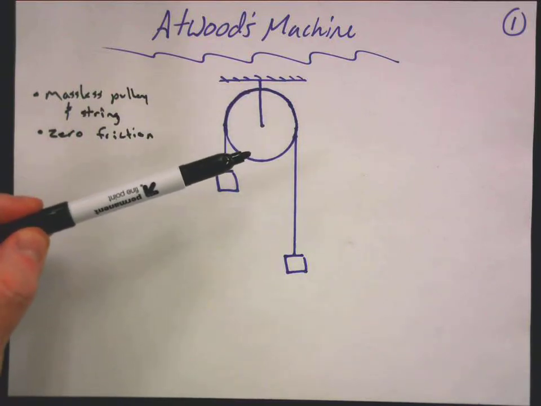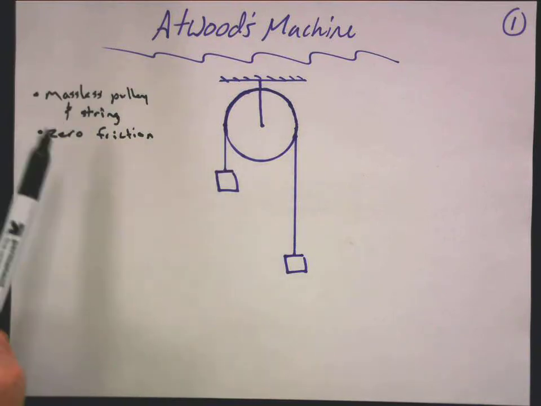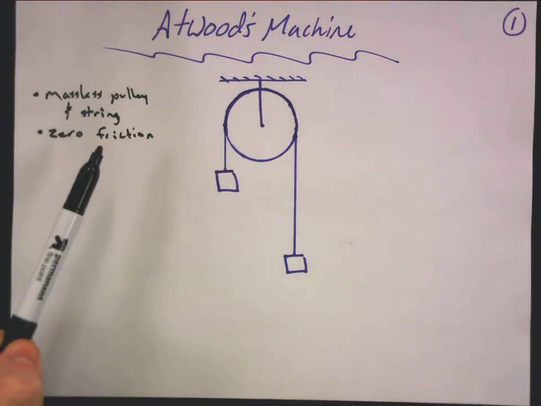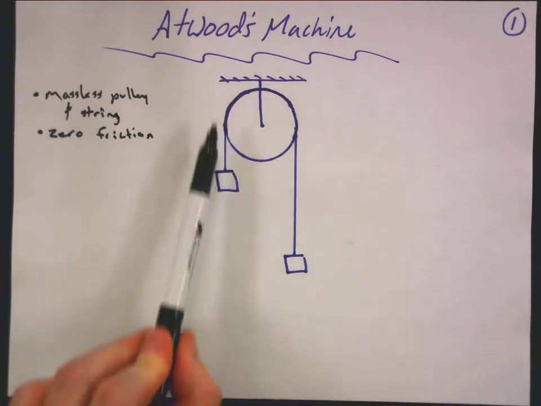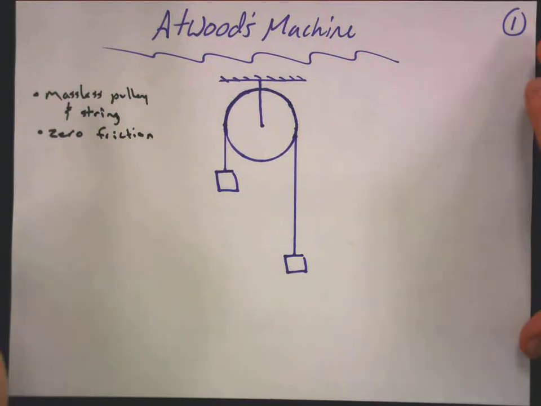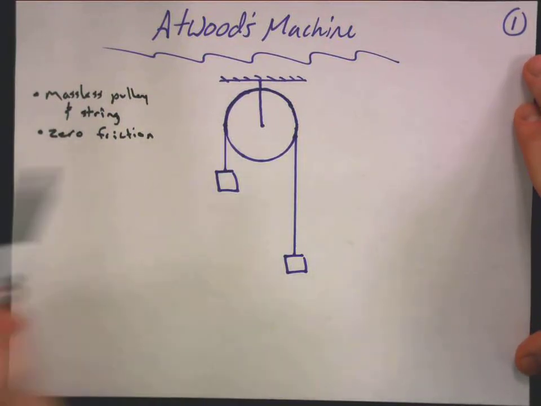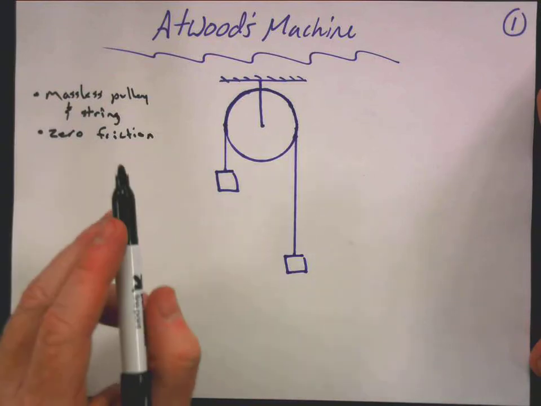Later, we actually will look at this, and we'll still sort of talk about zero friction, but we will actually incorporate the mass of the pulley and see why it makes a difference. But anyway, for now, it's massless. The string is also massless. There's no friction. Well, what else do we have here?